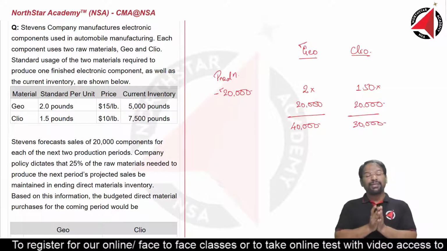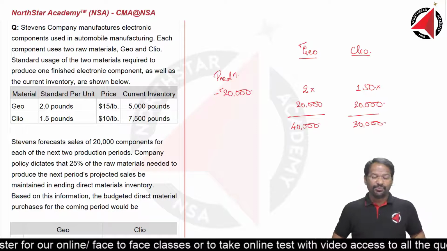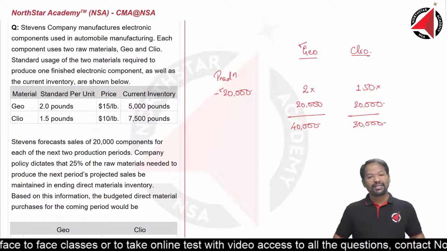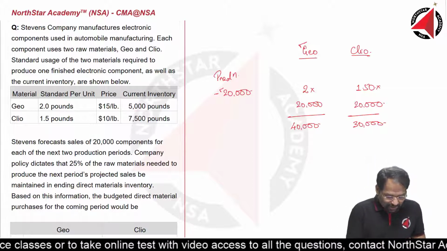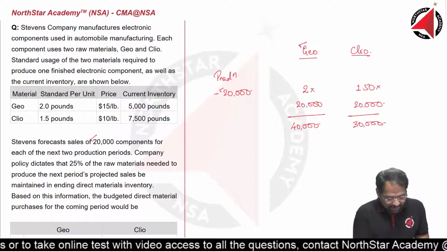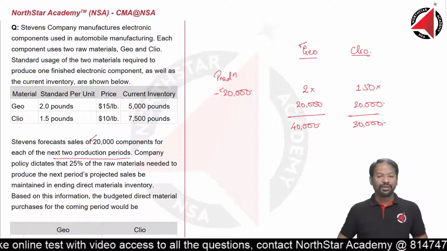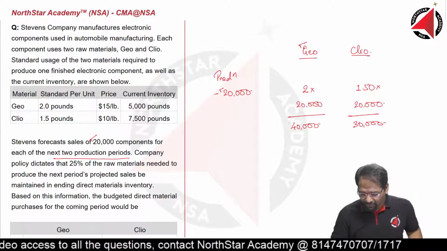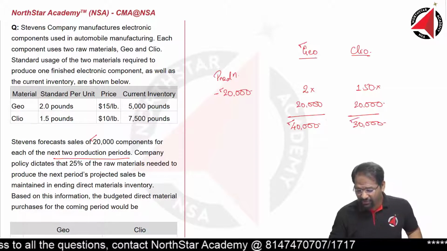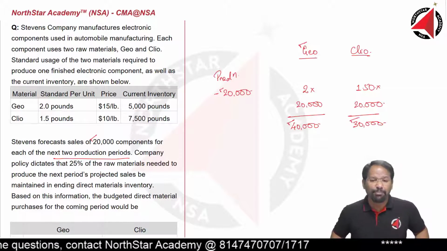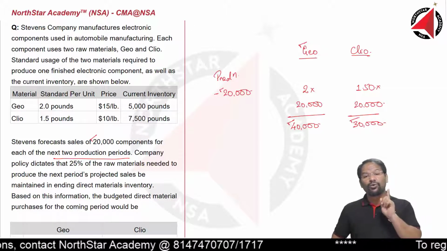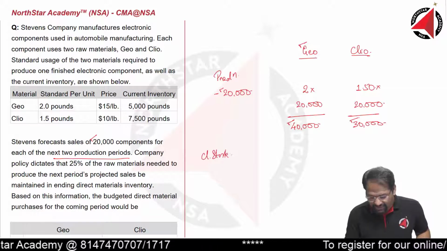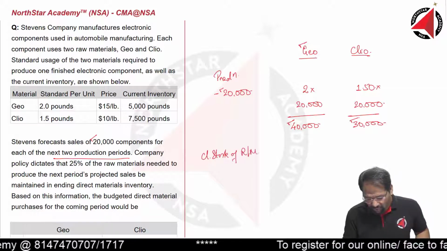Now, this is based on the current period forecast. What is the next period forecast? It is the same as the current period, because the question has told 20,000 components for each of the next two production periods. This means in the next production period also we would require 40,000 pounds of Geo and 30,000 of Clio. Why is it important? Because we need to find out our closing stock. So closing stock of raw material.